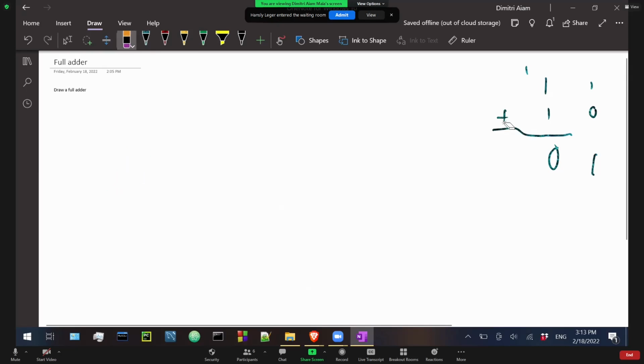This is the worst OR gate I ever drew. Are you using a mouse? I'm using a pen. Oh, okay. You have the OR gate because it's one or the other, but not both. So this is an exclusive OR gate, and we have two inputs, input A, input B.